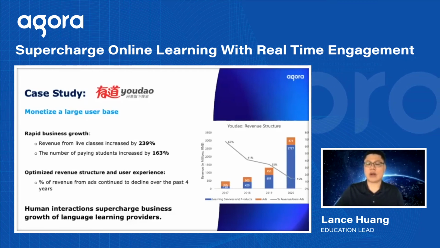From the graph on the right-hand side, you can see on the gray curve, the percentage of revenue coming from advertisement continued to decline over the past 4 years. And this has dramatically improved the user experience and enhanced the customer retention rate. So this is a great example where human interactions and also real-time engagement has supercharged the business growth of an education provider.